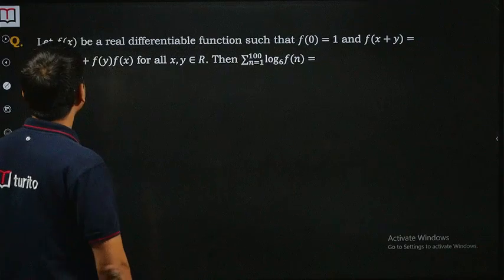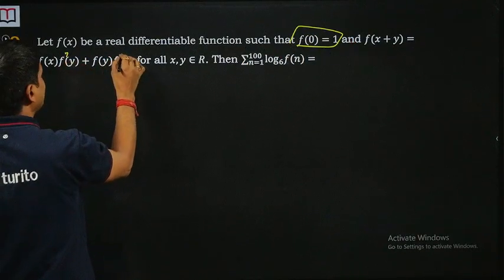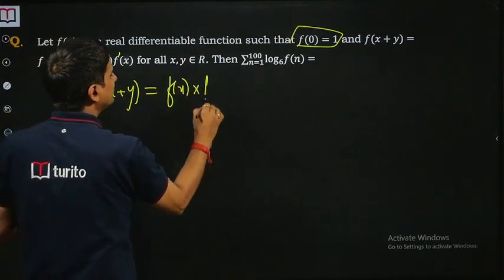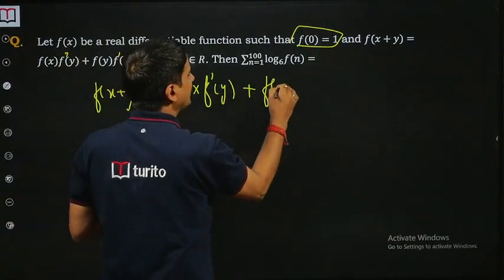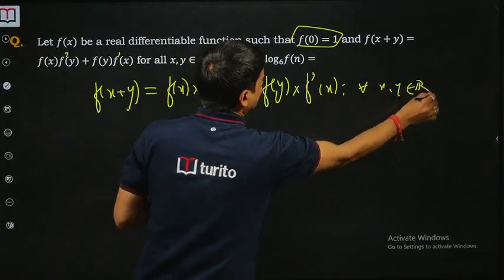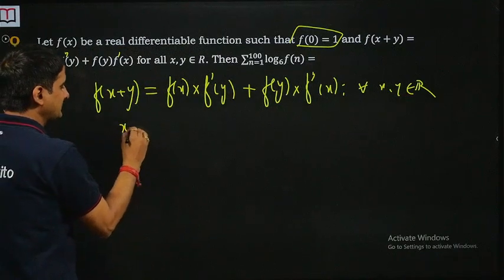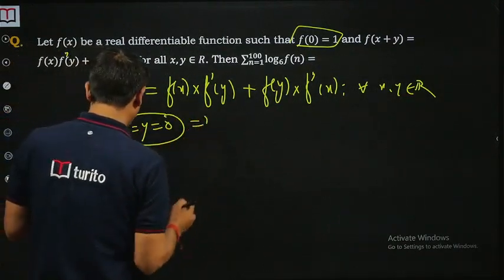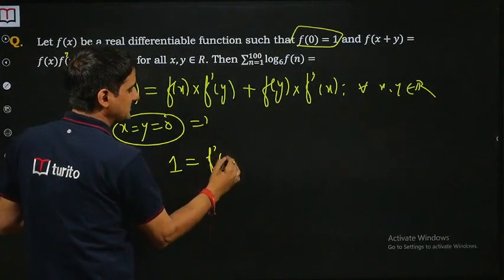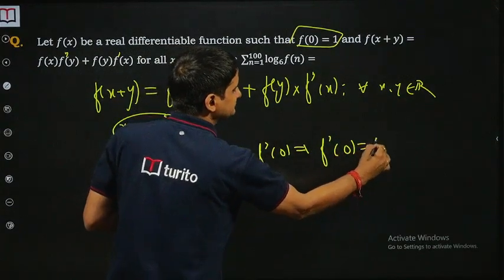Next question, that's an interesting one. f(x) is a real differentiable function, f(0) is 1, and f(x + y) is equal to f(x) f'(y) + f(y) f'(x) for all x, y belonging to R. So when we put both x and y to be 0, what will we get? Put x equals y equals 0, because this relation holds for every possible value in R. So it's f(0), which is 1, times f'(0), plus f(0), which is 1, times f'(0). So we get the value of f'(0) here.